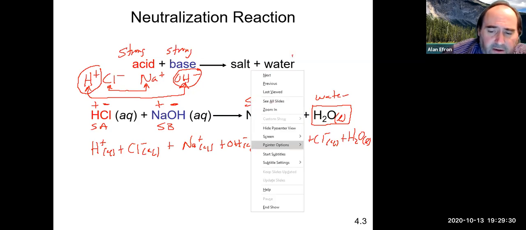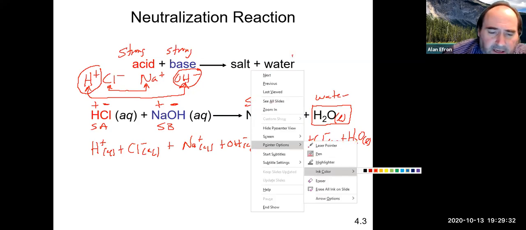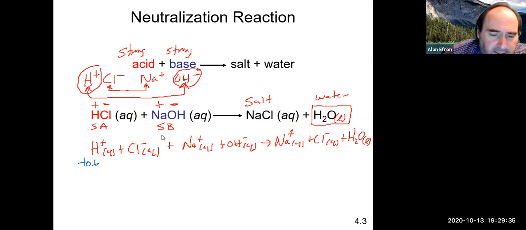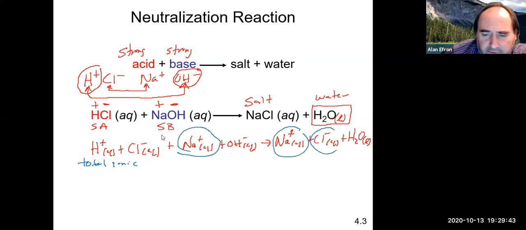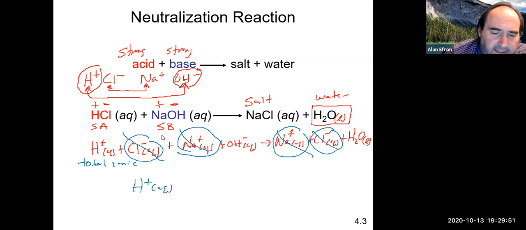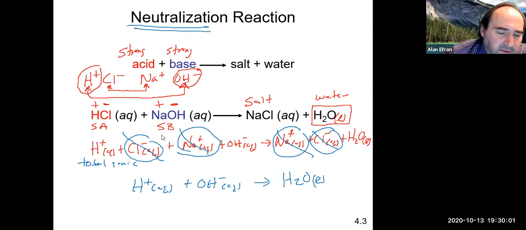Now, if we do our total ionic equation like we have going on here, and we look at spectator ions, we have sodium on both sides. We also have chloride on both sides. If we get rid of our spectator ions, we are left with H plus from the acid coming together with OH minus from the base to form H2O, which is our liquid, and really why we call this a neutralization reaction, because the main thing that you're forming in this case is water.